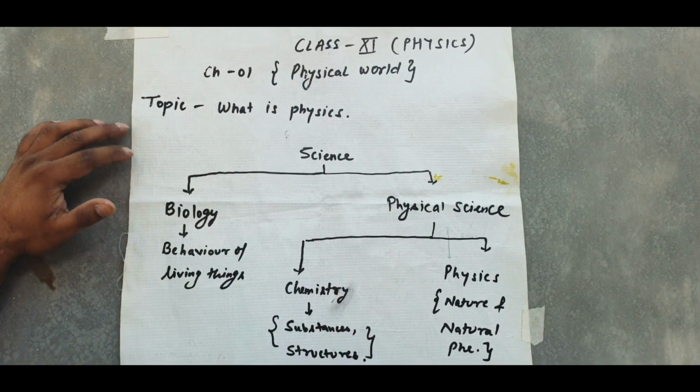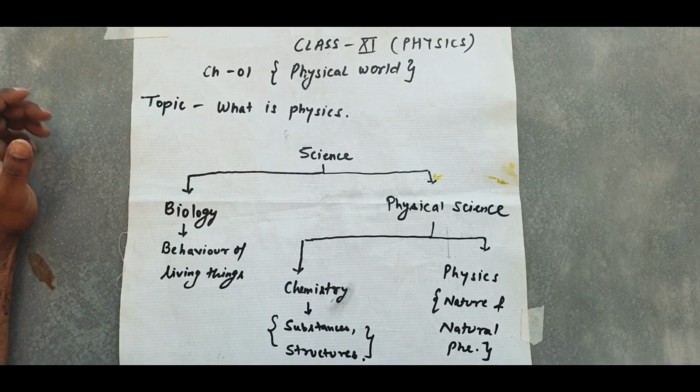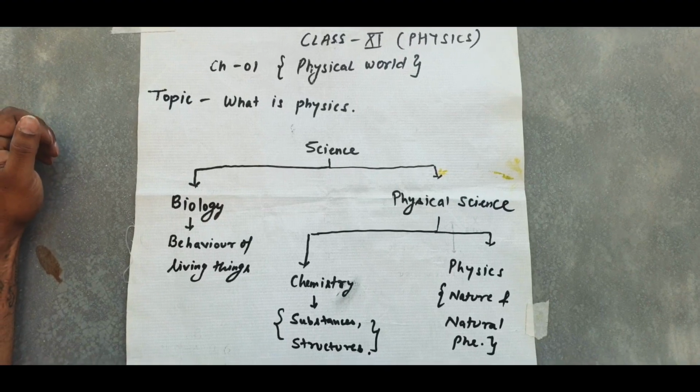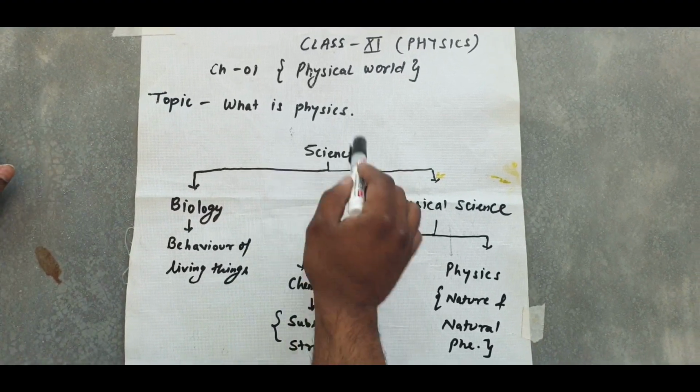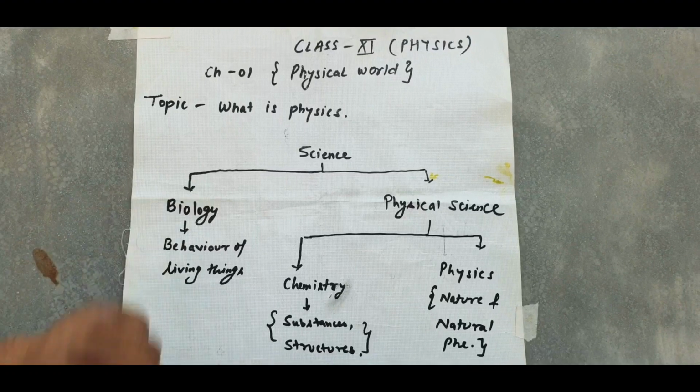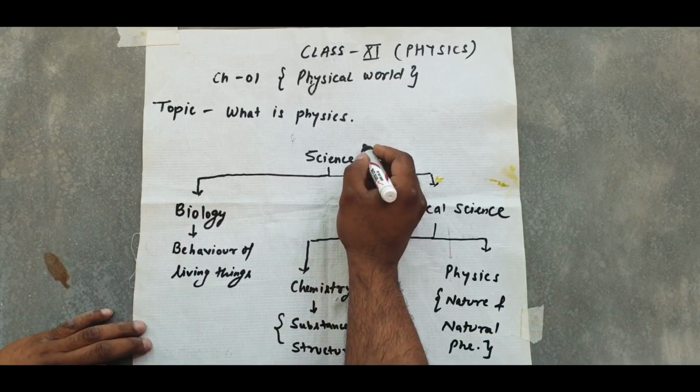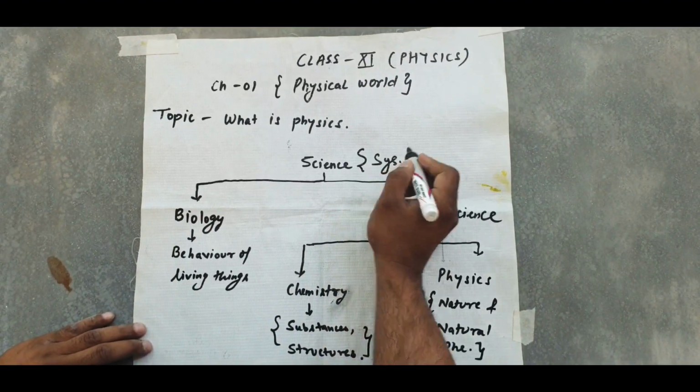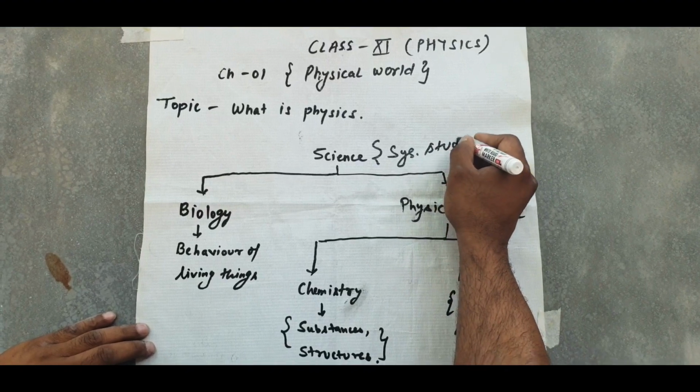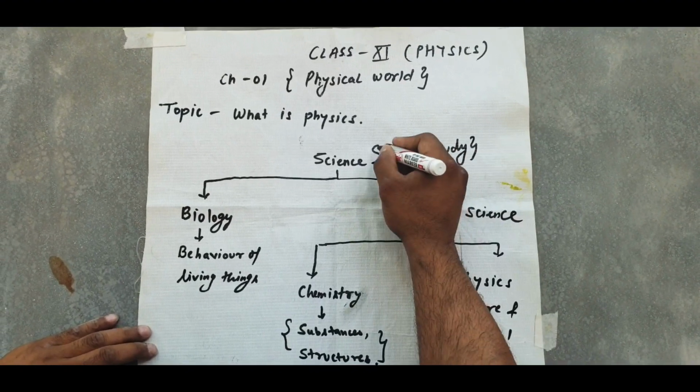It is very vast and very large, but it is very interesting if you are able to understand. So first of all, we should understand what is science. The word science means systematic study. Now, what is the meaning of systematic study?